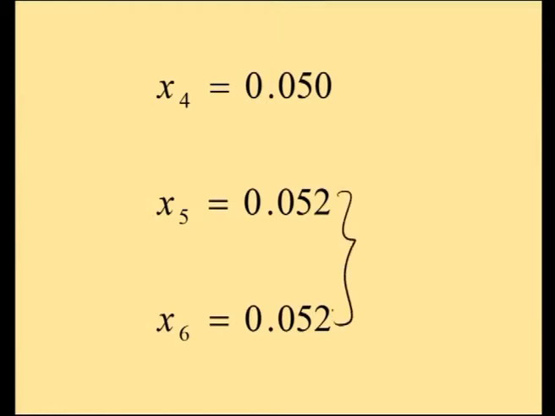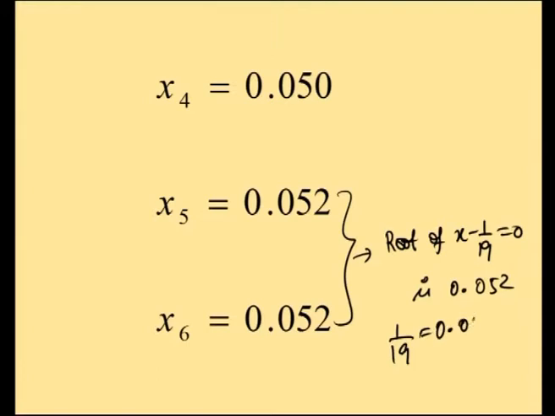Since the 5th and 6th iteration values are same, we say that the root of x minus 1 by 19 is equal to 0 is 0.052, or you get the 1 by 19 value as 0.052.